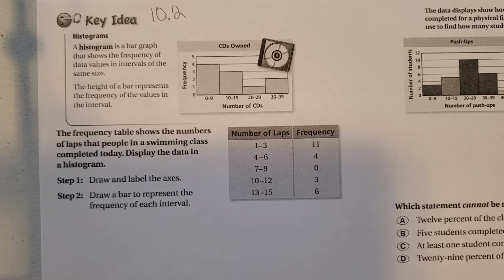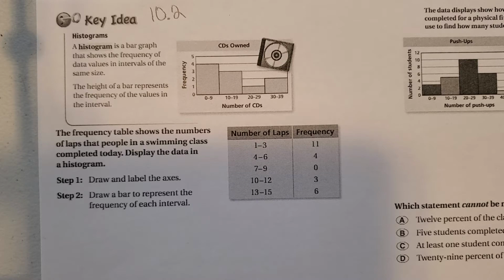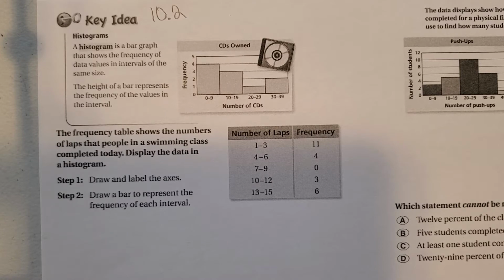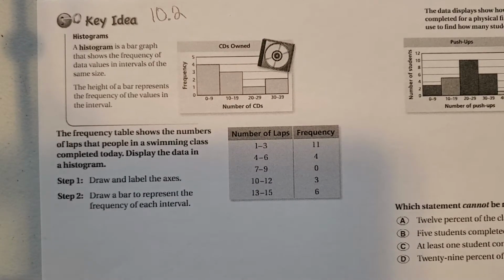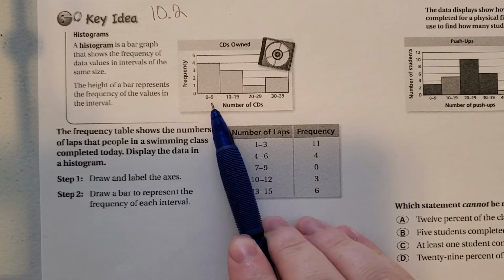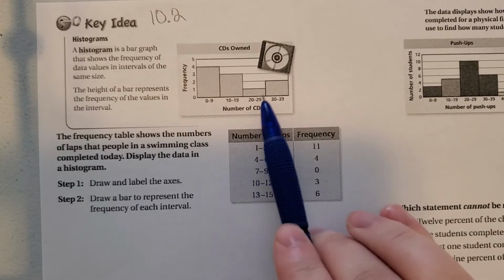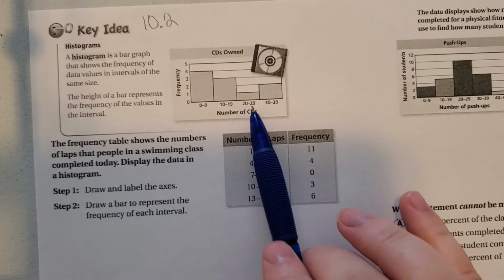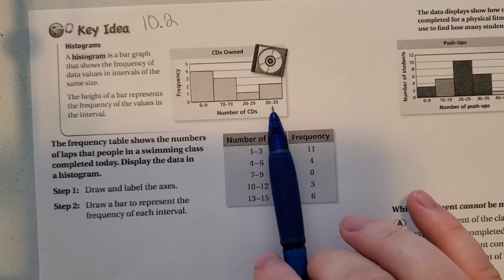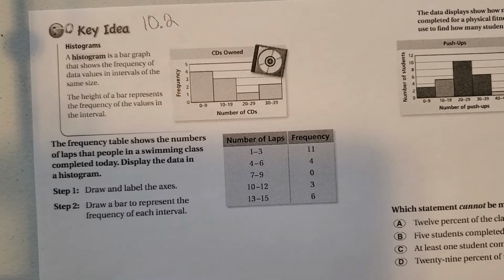So a histogram is a bar graph that shows the frequency of data values in intervals of the same size. The height of a bar represents the frequency, or how often the values are in the interval. The difference between this and a bar graph is that we have intervals instead of individual numbers. So instead of this just being 1, 2, 3, 4, it's intervals: the numbers 0 through 9, 10 through 19, 20 through 29, and 30 through 39.